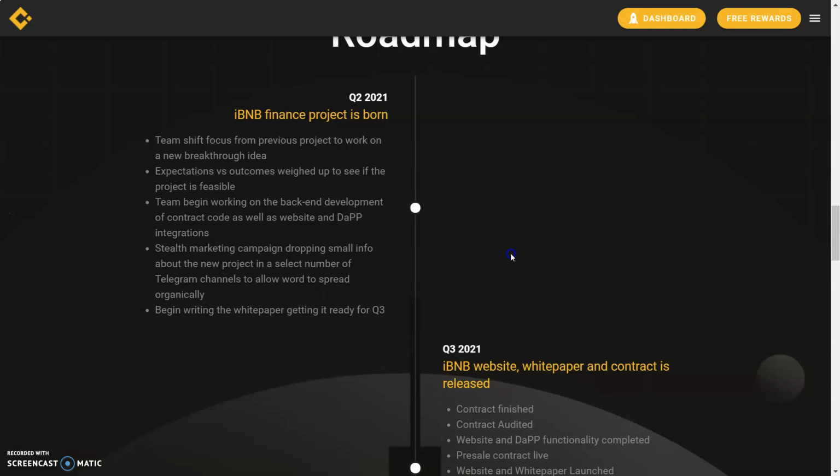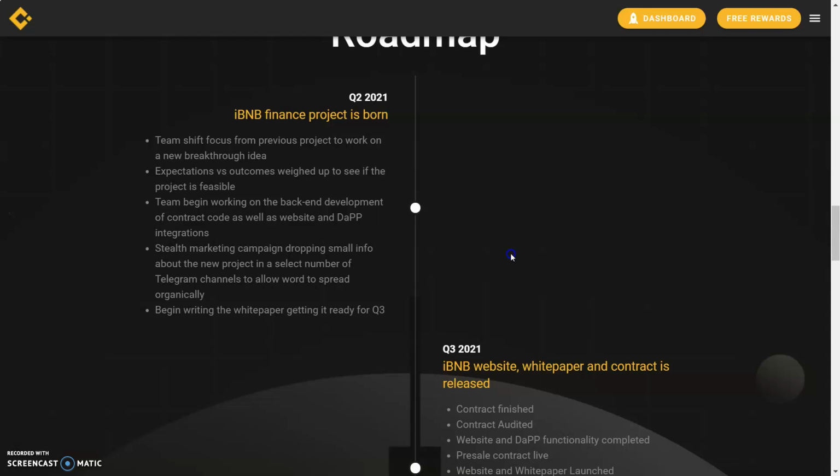We got team shift focus from previous project to work on a new breakthrough idea. Expectations versus outcomes weighed up. See if the project is feasible. Team began working on the back end development of the contract code, as well as the website and DApp integrations. Stealth marketing campaign, dropping small info about the new project in a select number of Telegram channels to allow word to spread organically. Begin writing the white paper, getting it ready for Q3.